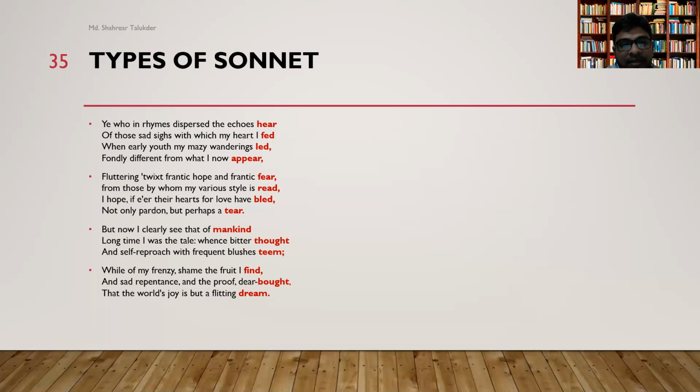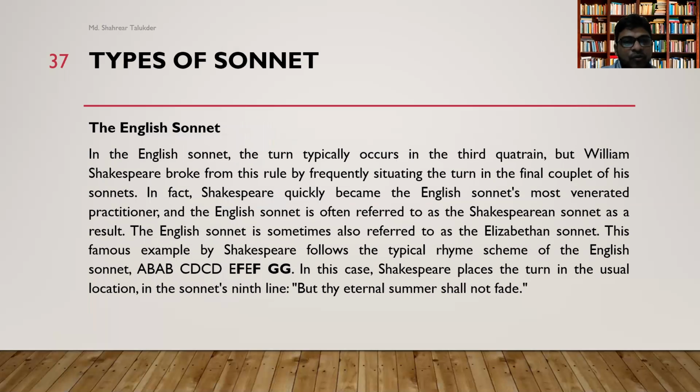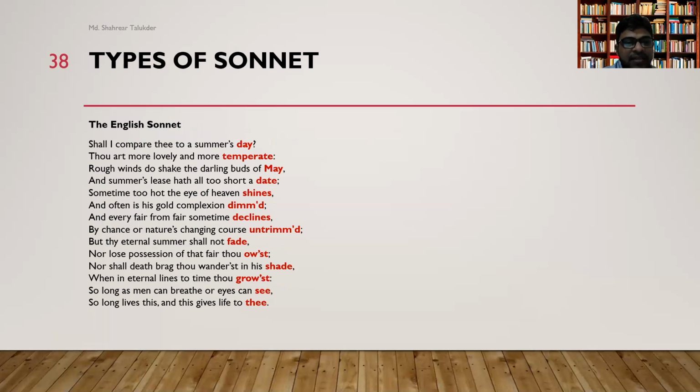So if it is ABBA, ABBA, then we have C, then D, then C, then C, then D, C. So C, D, C, C, D, C, or C, D, E, C, D, E. So that is the rhyming pattern. Okay, that is Petrarchan. Now we can go to, for example, the English sonnet.